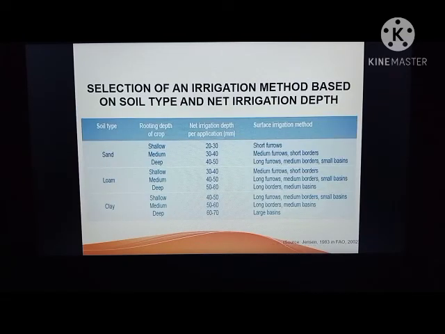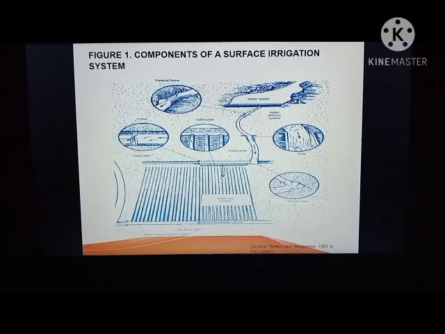Selection of an irrigation method based on soil type. So we have the soil type here, and for every soil type there is a surface irrigation method that we are going to use.